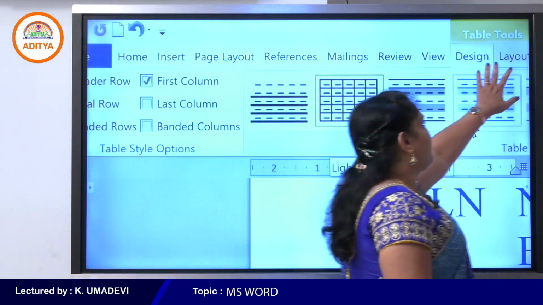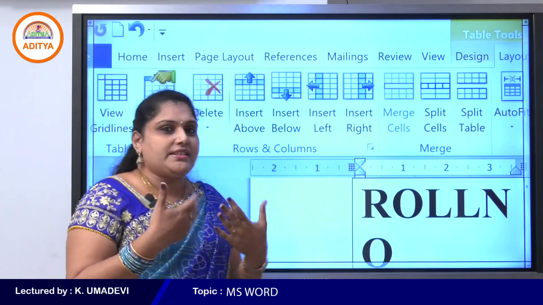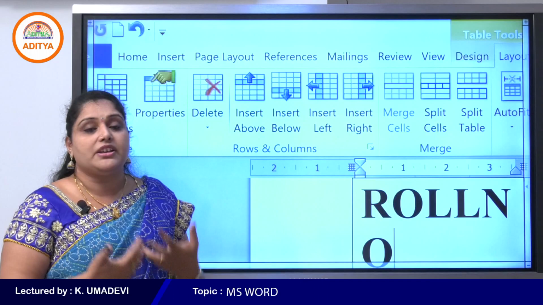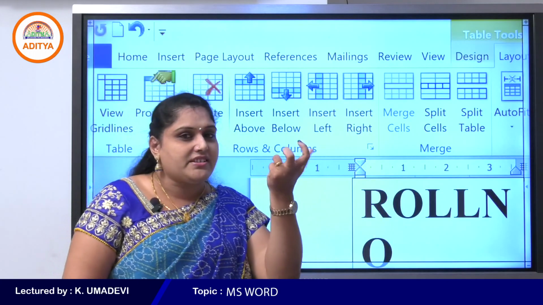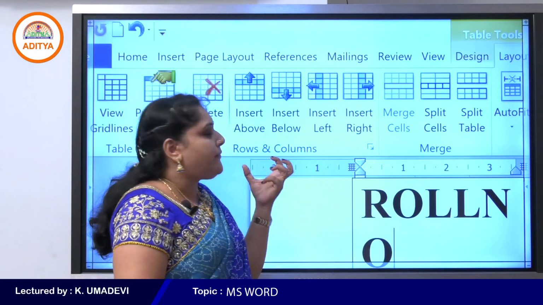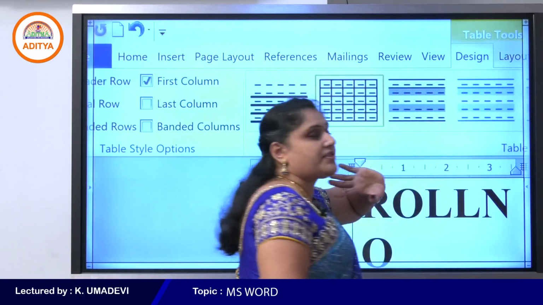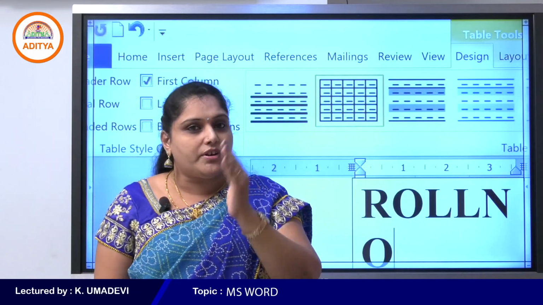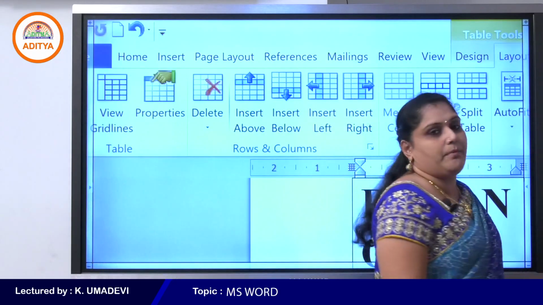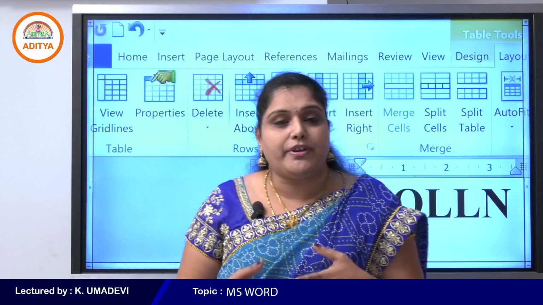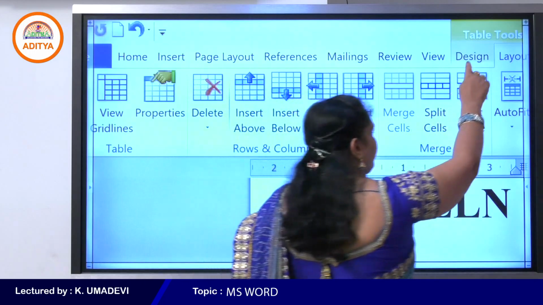So what about the layout tab? By using the layout tab, we can work with the structure of the table. We can insert and delete rows and columns, and we can merge and split cells. The layout tab contains the tools used to modify the structure of the table, whereas the design tab contains various styles and style options used for table formatting. So that is about the design tab and layout tab. Now I want to apply different table styles by using the table styles group, which is available on the design tab.